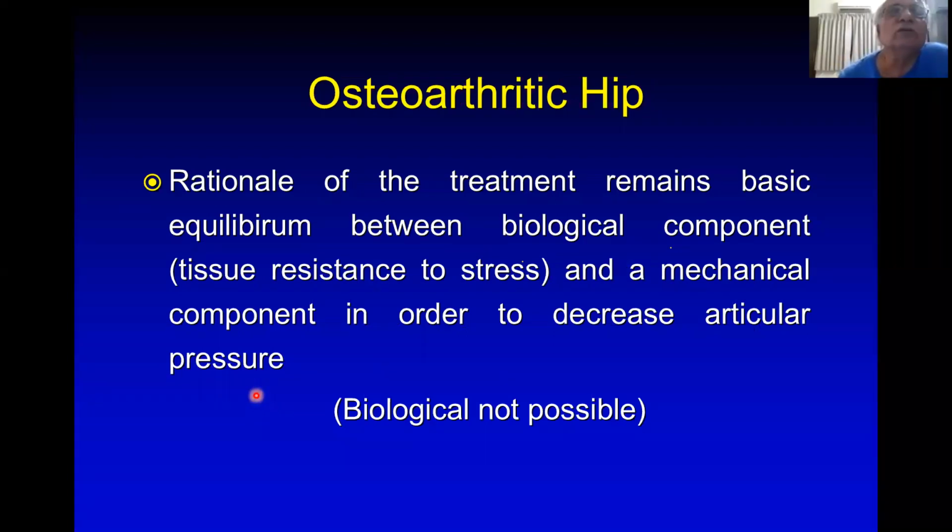How do these osteotomies, either McMurray or Putti or a few other osteotomies, work on osteoarthritic hips? The rationale of the treatment remained the basic equilibrium between the biological component, which is called tissue resistance stress, and the mechanical component, to decrease the articular pressure. So we have to balance between tissue resistance and articular pressure. Both you have to reduce. Biological may not be possible for us, because tissue resistance stress may not be possible. At least can you do something mechanical to reduce the pressure on the acetabulum and the head.